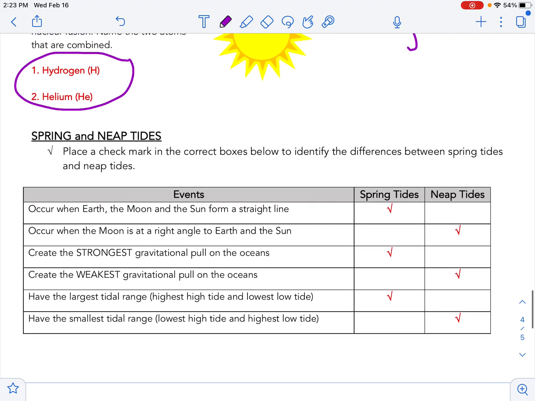So here is the spring and neap tide all organized for you. So it occurs when the earth and the moon and the sun form a straight line. Spring, straight. Occur when moon is at a right angle. That would be neap. Whoops. Held on to that a little bit too long. Okay, right angle. So neap, 90. Create the strongest gravitational pull on the ocean. So that's going to be spring. Spring, straight, supersized.